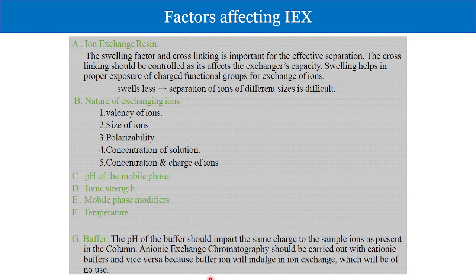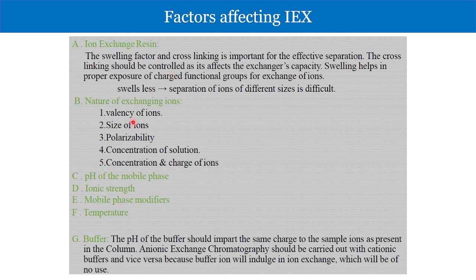So what are the factors affecting this ion exchange chromatography? One is the ion exchange resin, that is the swelling factor and the cross-linking, which is important for effective separation. The cross-linking should be controlled as it affects the exchange capacity, and the swelling helps in proper exposure of the charged molecules and ions. So the ultimate thing is that the resin should be well prepared for the proper binding of your protein of interest. As simple as that.